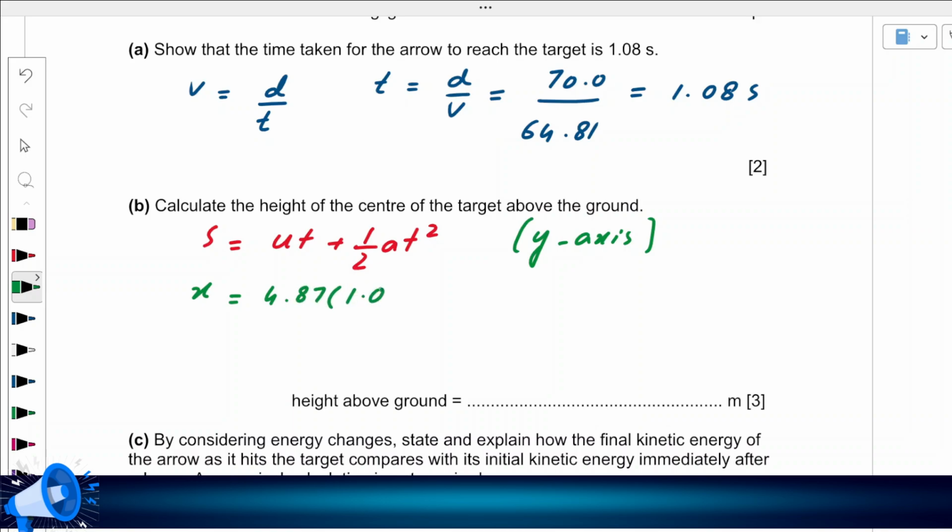and time is 1.08, plus 1 over 2 as it is. Acceleration we always use with the negative sign for the sign convention: minus 9.81 times 1.08 squared. So find me the value of this one quickly. Yeah, I think for this one it should be minus 0.46. You can confirm if we get this, minus 0.46 meters.